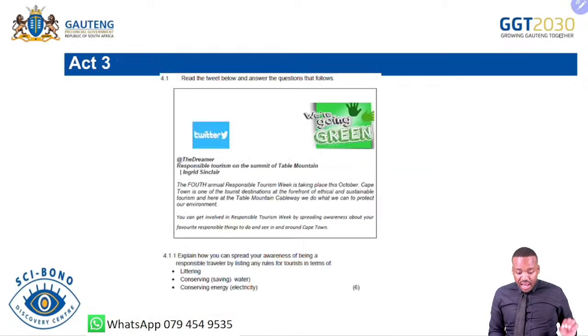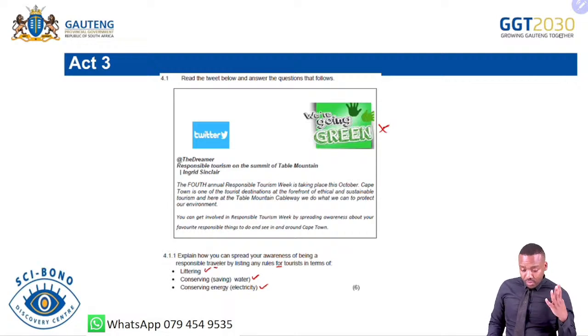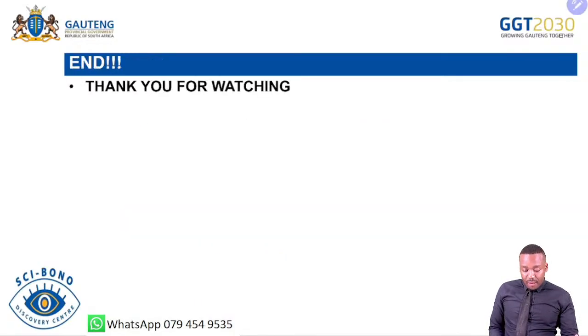And the last smaller activity is about this. Read the tweet below and answer the questions. There's the tweet. Check here. We're going green. When I said there are hotels that speak about going green, this is everything that we are doing to protect the environment. Explain how you can spread your awareness of being a responsible traveler by listing any rules for tourists in terms of littering. So you need to give us rules in terms of littering, in terms of conserving water, and also in terms of conserving energy. So do these activities on your own, and then you will do the memorandums after.